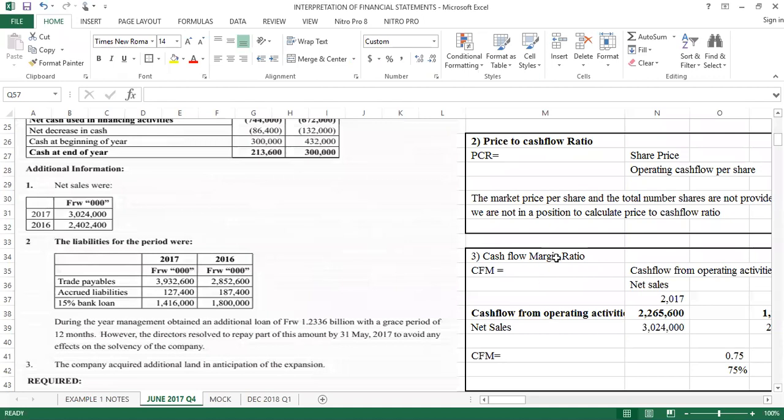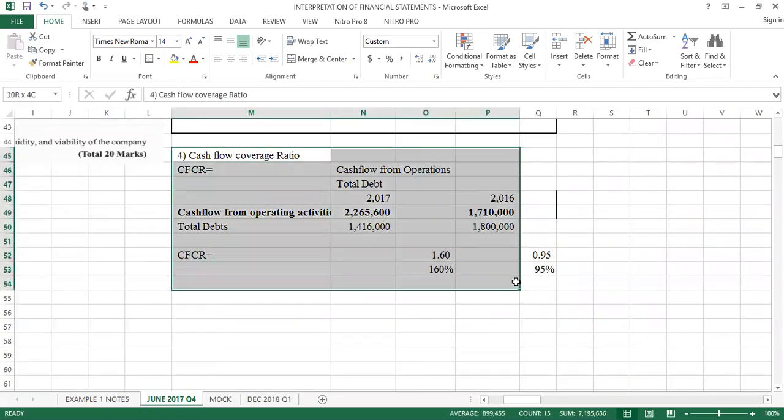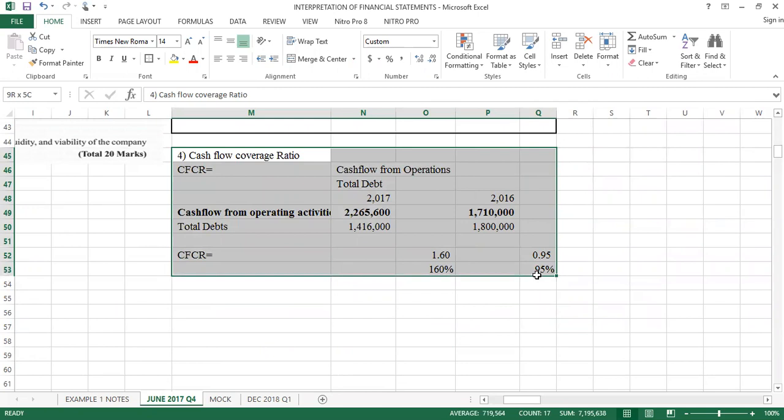Remember, what does a cash flow coverage ratio measure? It measures the solvency. In solvency, we use long-term debts. In solvency, we use long-term what? Debt. What is solvency? Solvency uses only long-term debts. Any question?